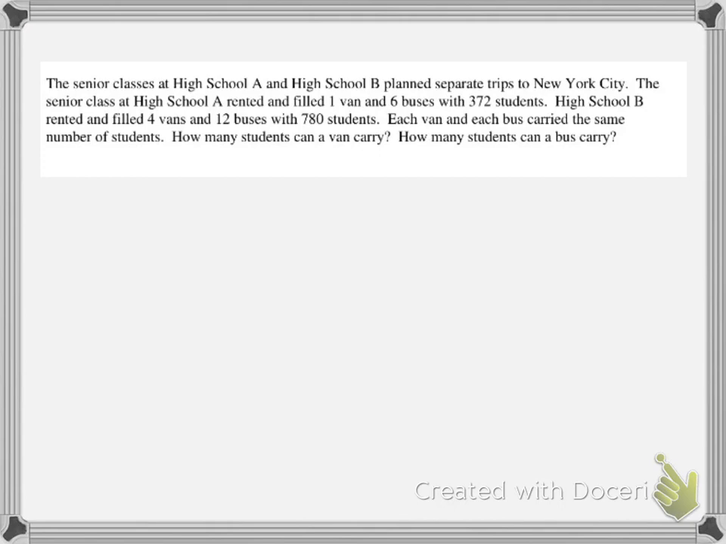Okay, so this one's very similar to the one we looked at a little while ago, just different numbers. So if you want to try it on your own, pause the video and see if you can solve, and then check the answers back here in a little bit. Alright, so in this one, we have the 2 high schools again. High school A rented 1 van, 6 buses for 372 students, so there's one of my equations.